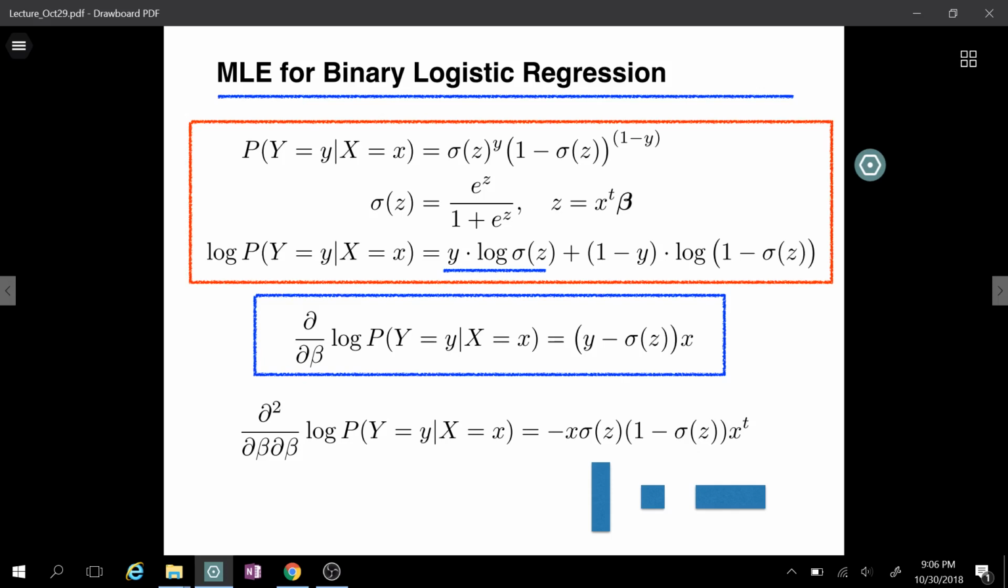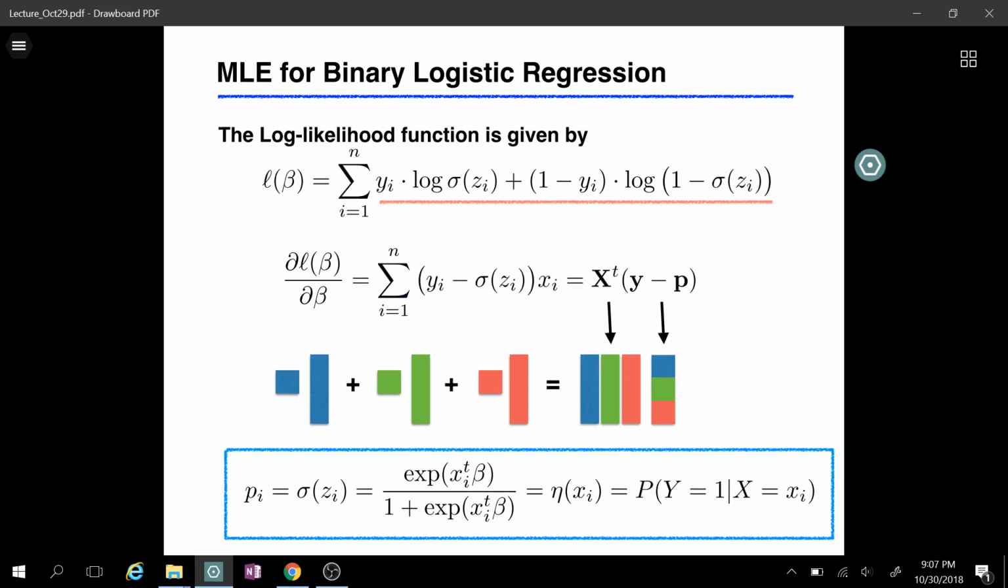We should get a matrix. And you're going to find out, well, beta only appears in sigma, so we can basically ignore y. And the derivative of sigma z will give you sigma times 1 minus sigma times x. So you have another x here. You put them together, you're going to find out the second derivative is equal to minus x, a column vector, times sigma z times 1 minus sigma z, which is a number, and times x transpose, which is a row vector. So the product of the three terms is actually going to give you a matrix, p by p.